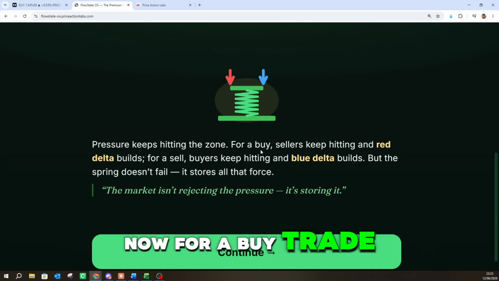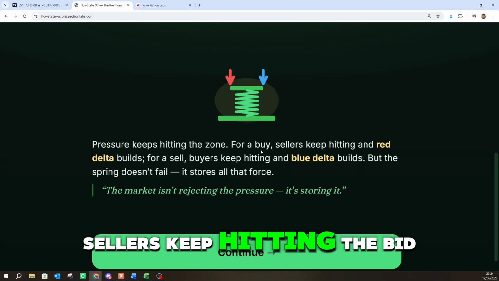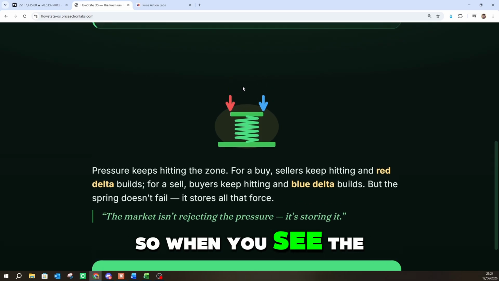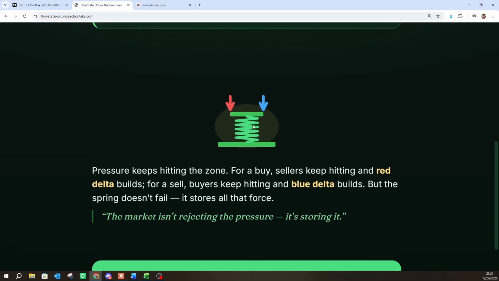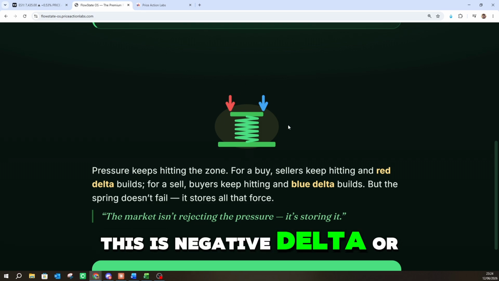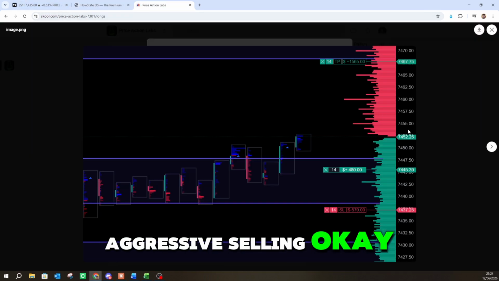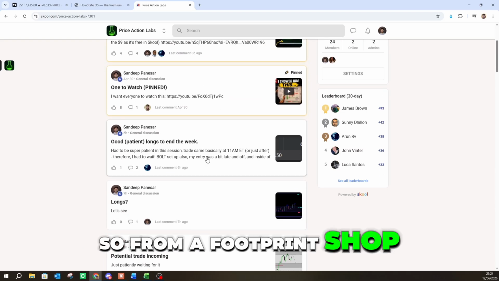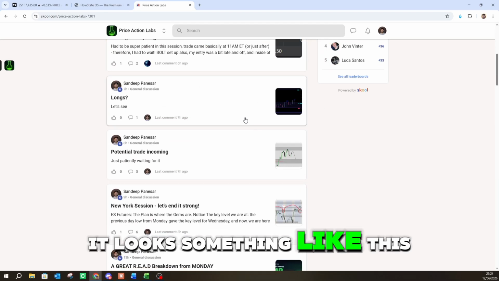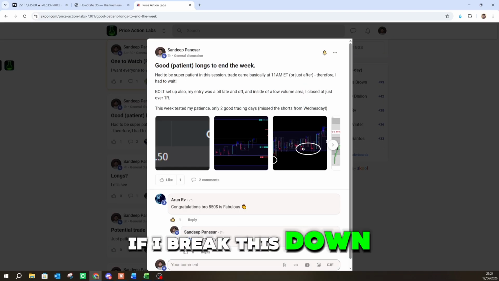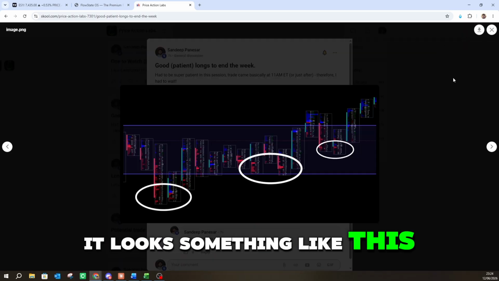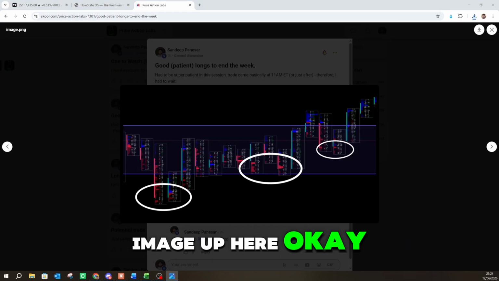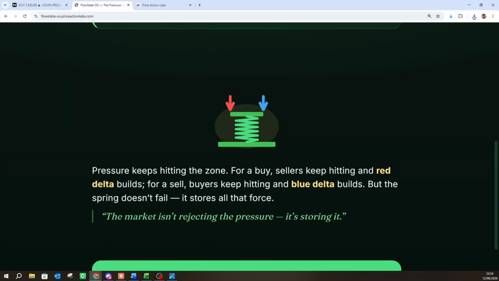Now, for a buy trade, sellers keep hitting the bid. You see that red delta starting to build up. So when you see the spring being compressed downwards, this is negative delta or aggressive selling. Okay, so what does that look like from a footprint chart perspective? It looks something like this. If I break this down, it looks something like this. Okay, so let's get this image up here. Okay, bang. Here we have the image.